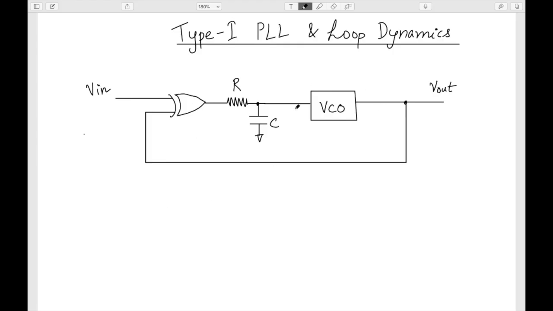To model this whole thing in the S domain, of course, we already know the S domain transfer function of a simple RC low pass filter. So first of all, we should try to model the VCO in the S domain. Let's try to understand the model of the VCO in S domain first.